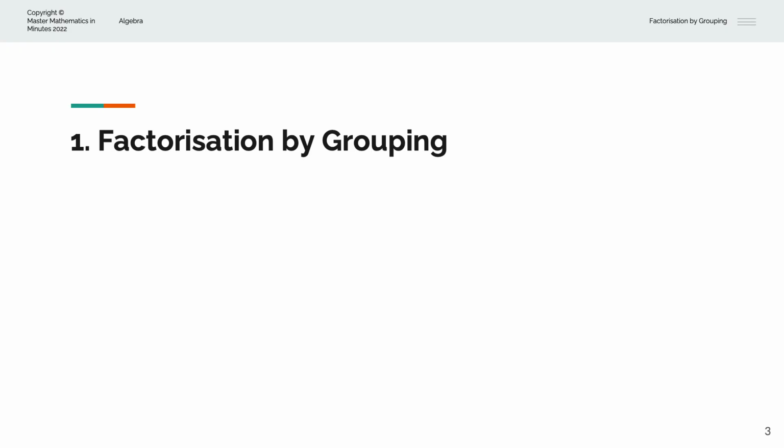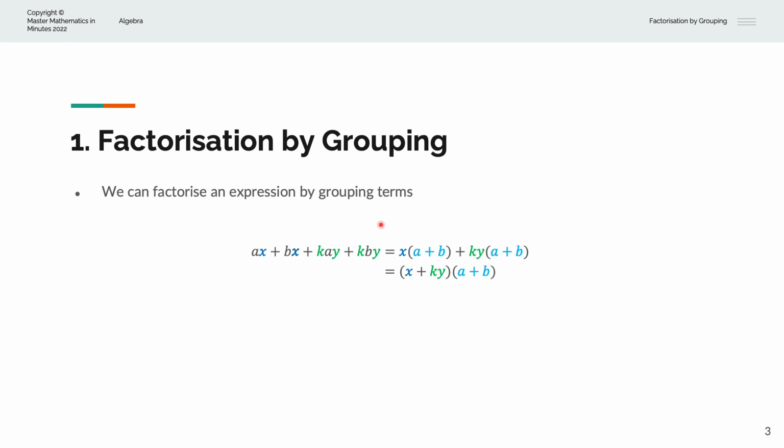So, what is factorization by grouping? We can factorize an expression by grouping terms together. Consider the example where we have ax plus bx plus kay plus kby. We can group the terms containing x together, as well as the terms containing ky together.